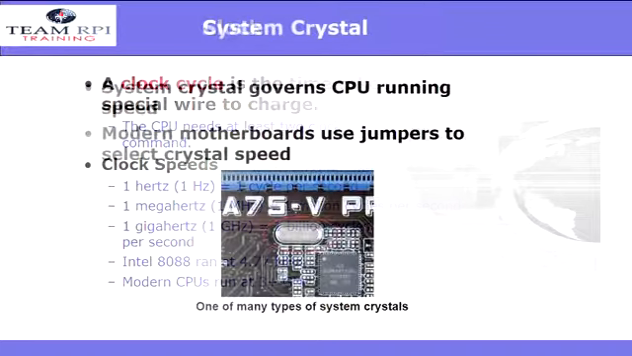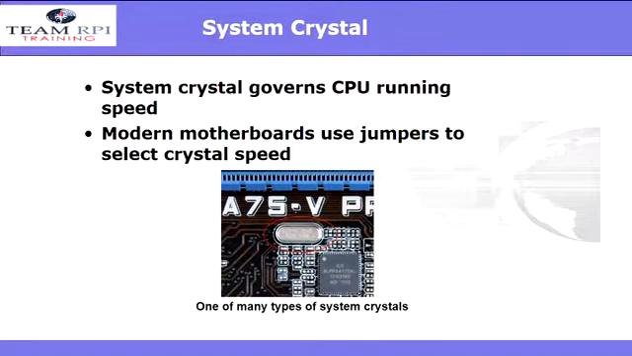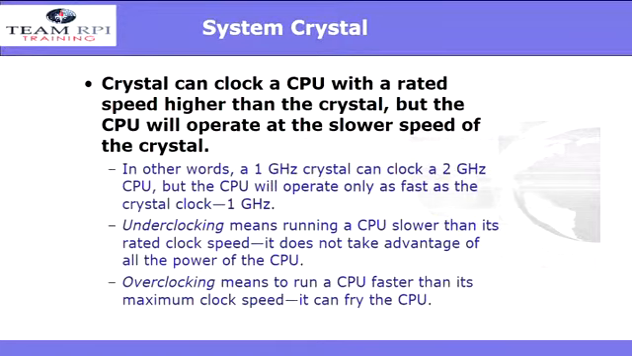So what makes clock cycles work? Well, it's the system crystals, or crystal oscillators, that govern the CPU's running speed. Most modern motherboards use jumpers to select the crystal speed. Crystals can clock a CPU with a rated speed higher than the crystal, but the CPU will only operate at the slower speed of the crystal. So you've probably heard terms like underclocking and overclocking.